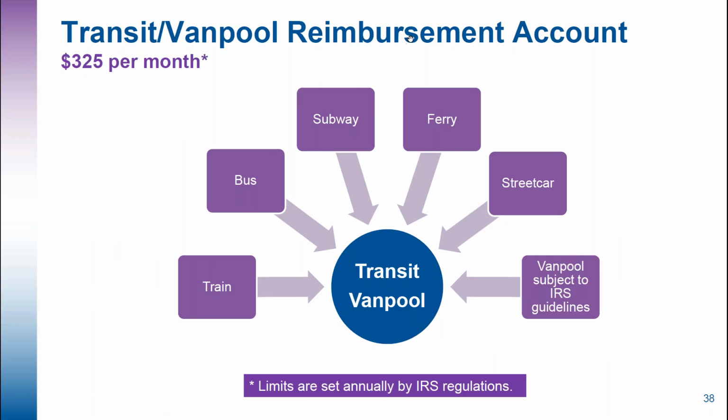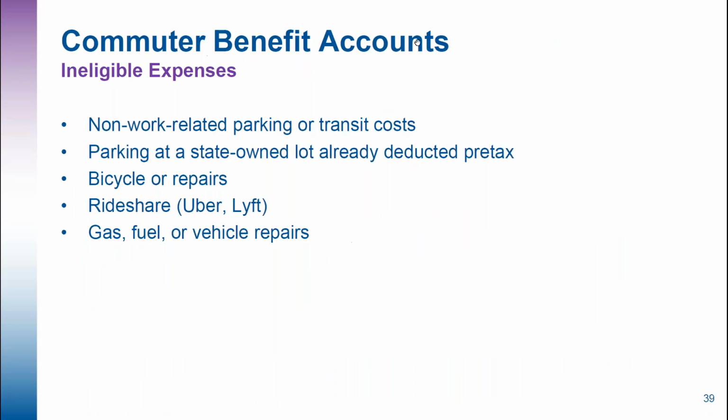Eligible things: train, bus, subway, ferry, streetcar. I don't think we have any streetcars around here, or ferries, or subways. Van pool, subject to IRS guidelines. All right, next slide.